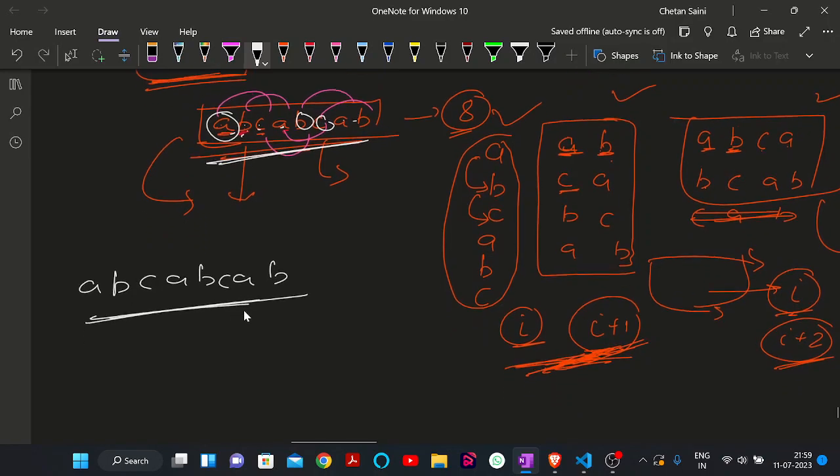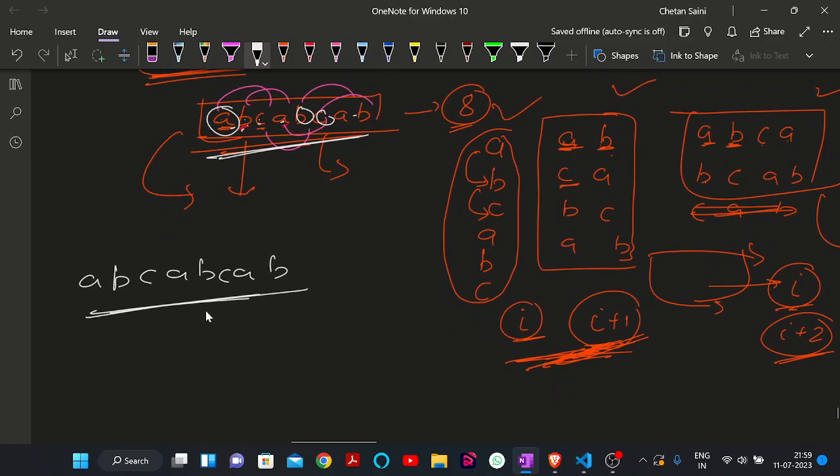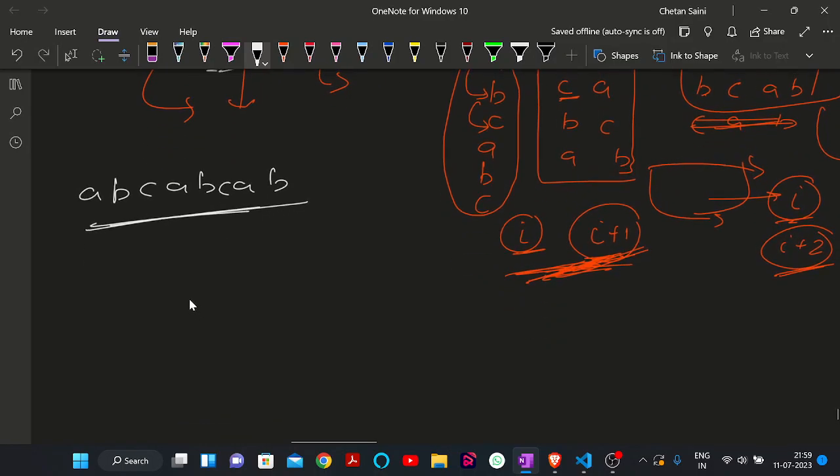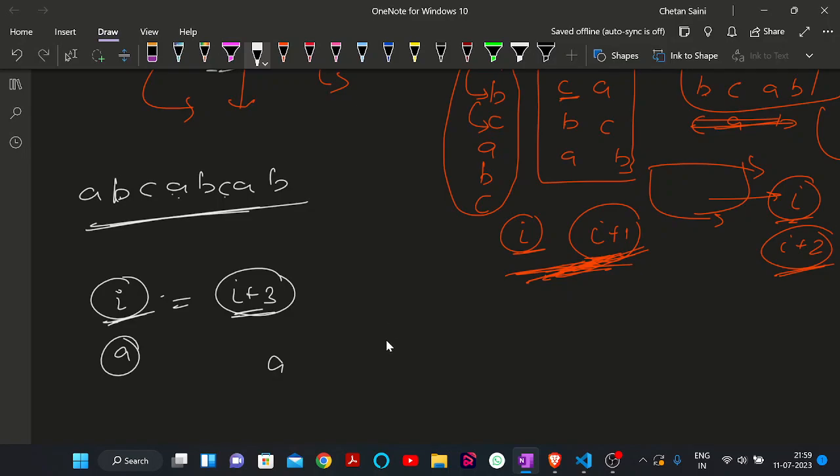And now why is this working? Are we sure that this will be true for all examples? For that, just think about which condition can make this false. What we have done is that we matched the ith character and the I plus 3rd character. What is the ith character? That is A. I plus 3, that is 1, 2, 3, that is also A. B, B, C, C, which means in our string, the ith character and the I plus 3rd character will be same.